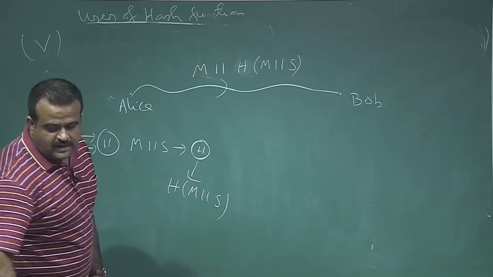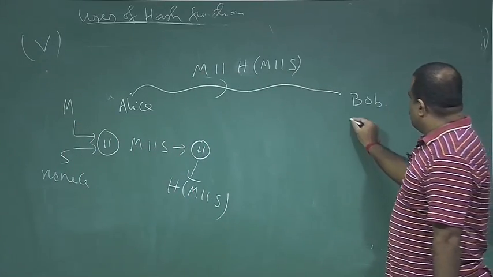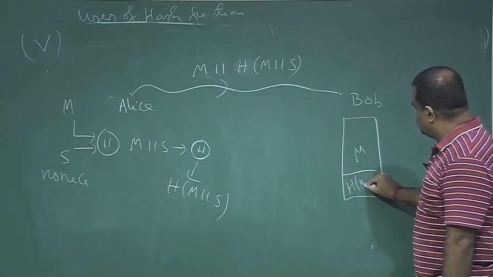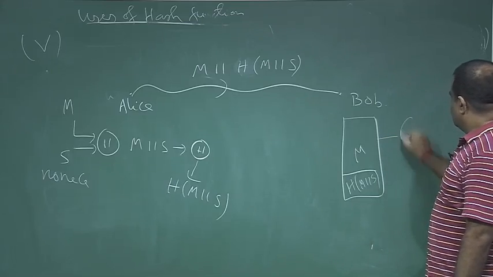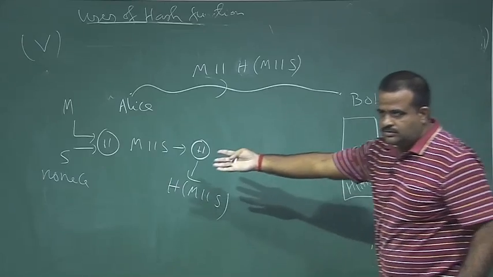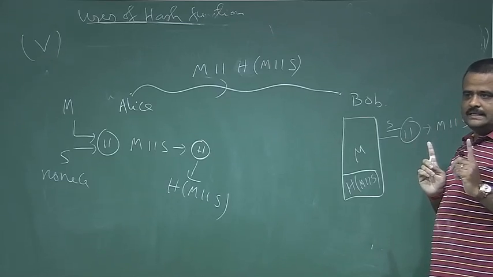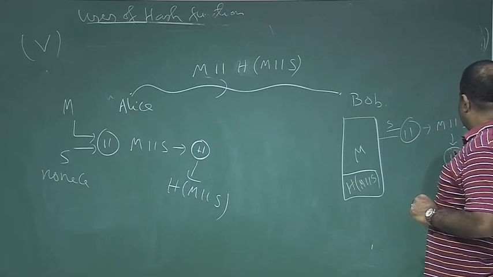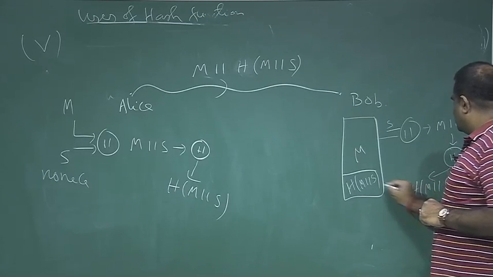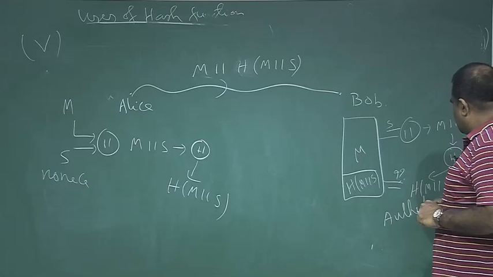Okay. So, now how will Bob get back the message? How will Bob authenticate that this message is coming from Alice? So, Bob is receiving M along with H of M, S. So, what will Bob do? This is the concatenation operation. Bob should also have the same timestamp or same nonce. So, Bob will append this S with the message, and then apply the H function on it. So, this should be H of M comma S, and this should be equal to what was received, and if this is equal, then the authentication is done.